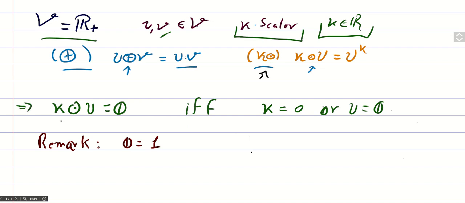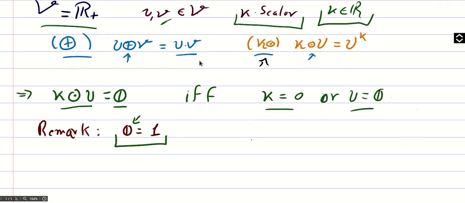If we multiply a scalar by a vector and the result is the zero vector, that is only possible if k is equal to 0 or u is equal to the zero vector. And one important remark is that in this space the zero vector corresponds to the value of 1. So you need to be really careful to not confuse the zero vector with the number 0. That's not true in this case.